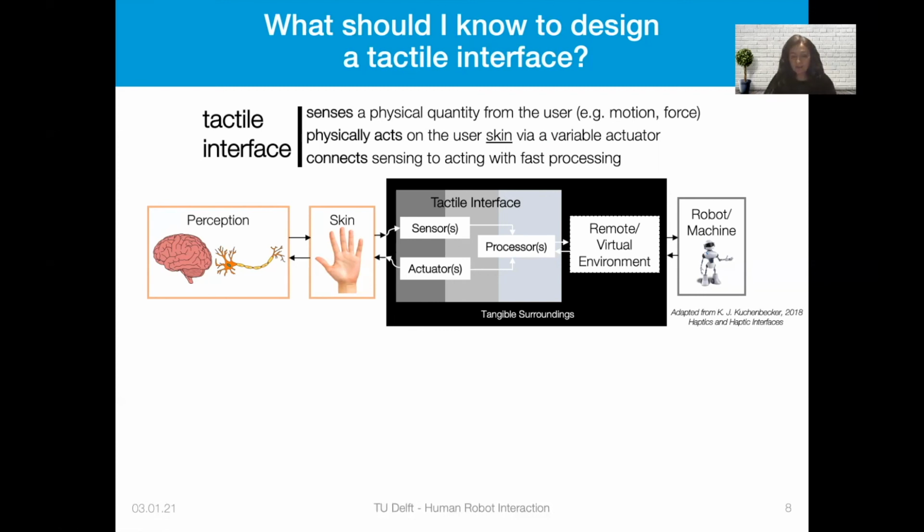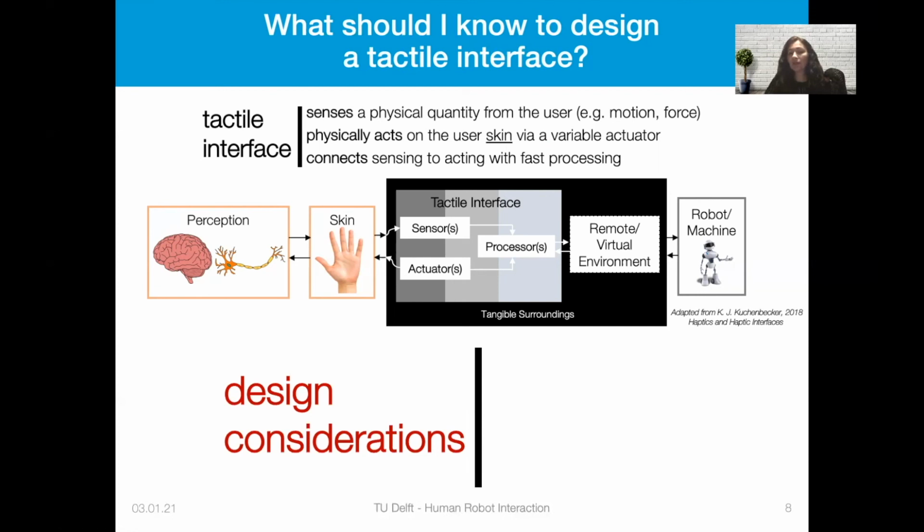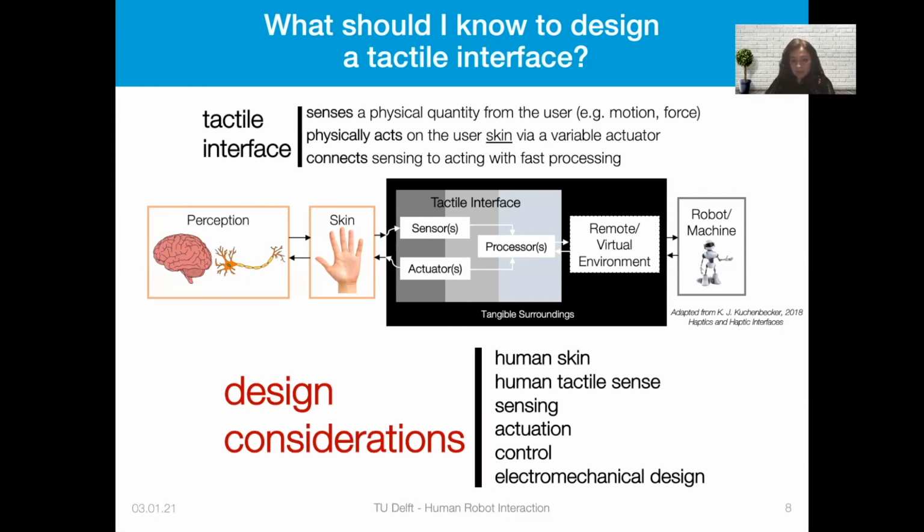So from this definition and also from this schematic, we can say that the design considerations of tactile interfaces are human skin, human tactile sense, sensing, actuation, control, and electromechanical design. So let's say that you design a device which actuates the skin, but this actuation cannot be sensed by the human. Your device is just a waste of time and money, right?